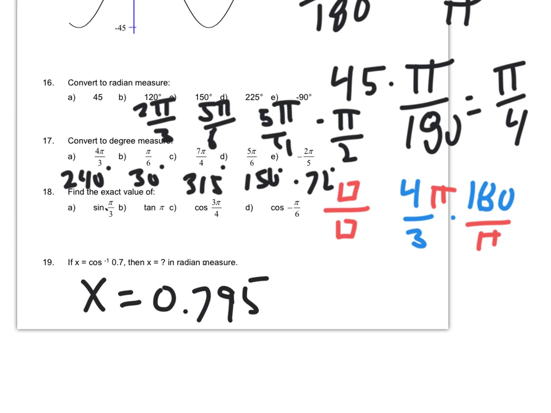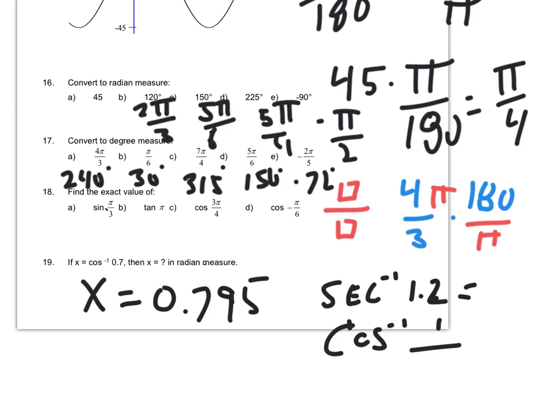Remember, you had this button, so use it. If you don't, if it was a problem like secant inverse of 1.2, that would equal cosine inverse of 1 over 1.2. Whenever you don't have a key, you end up creating a fraction.